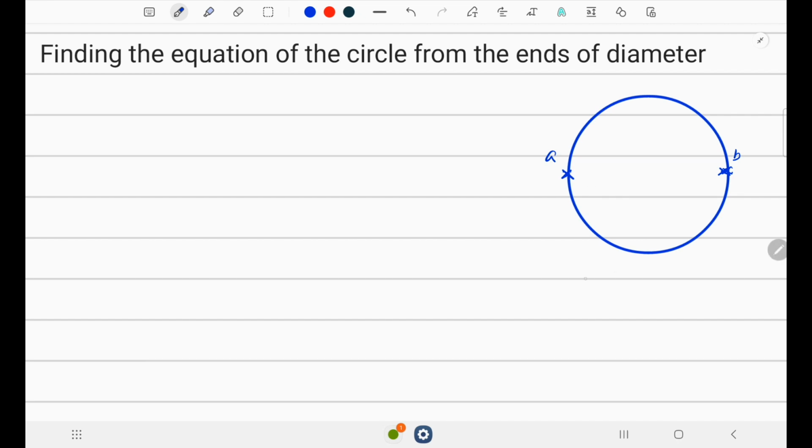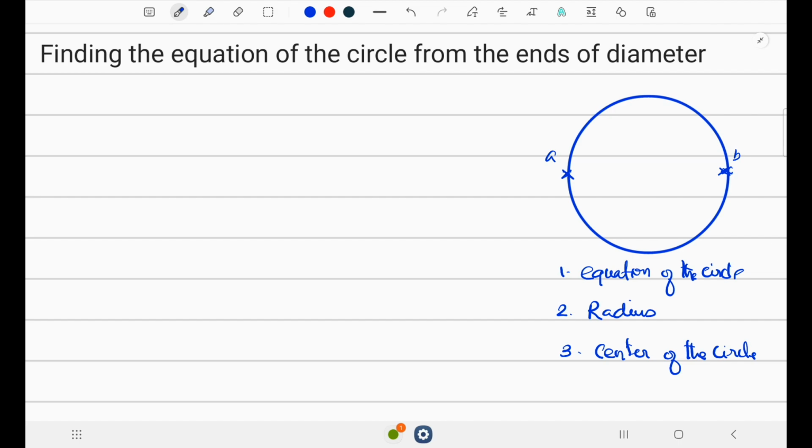From the given points, we can find the equation of this circle. We can also find the radius, and also we can find the center of the circle. Let me explain this concept with a small example.